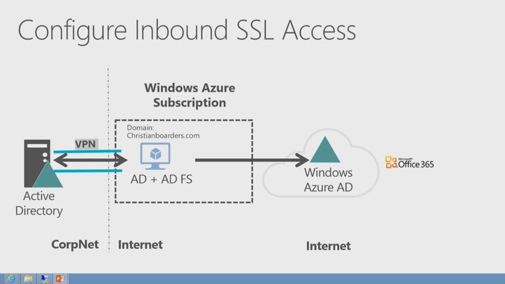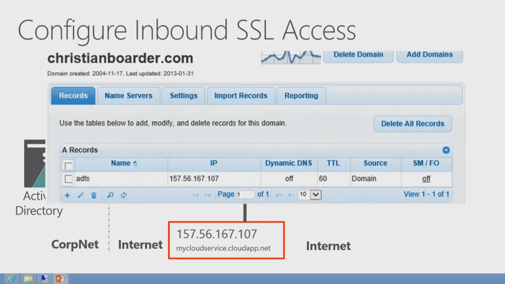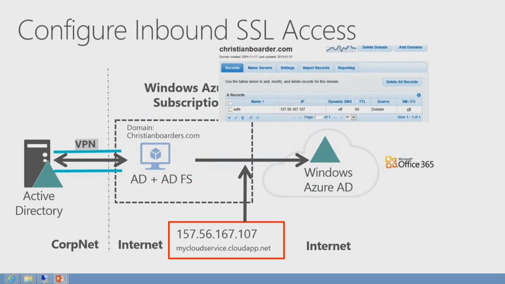In this case, we see thechristianborders.com is my domain name, and of course you'd have a public IP address on your cloud service. Down there you can see mycloudservice.cloudapp.net. It's got some form of public IP. What you would then do is go into your public DNS provider and add the ADFS record for the ADFS service. Now that you've added that, Windows Azure AD knows where to look to do that authentication back into your ADFS service inside your domain.